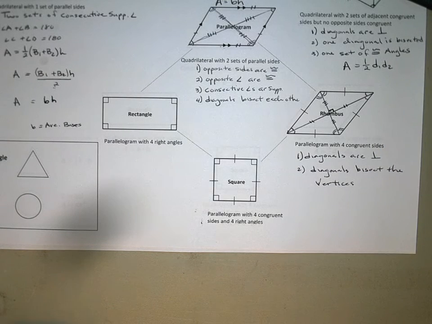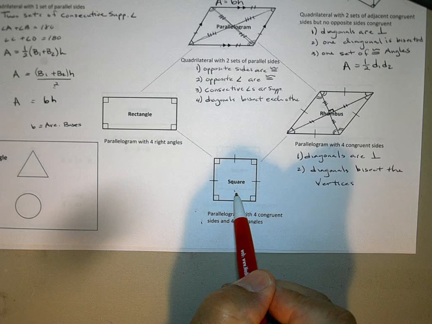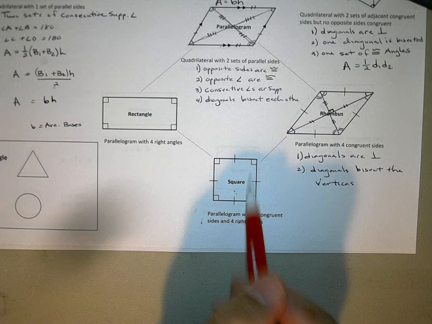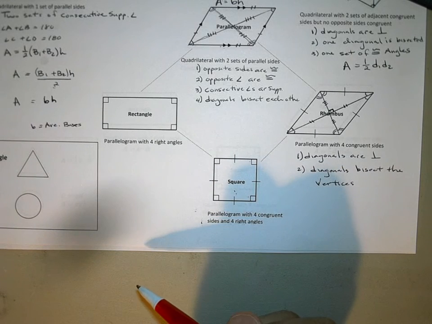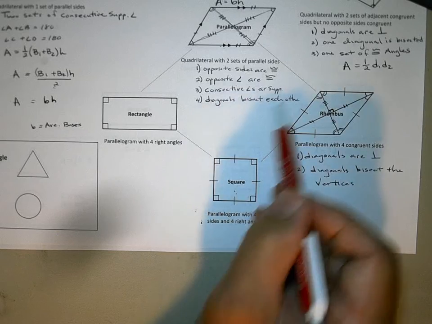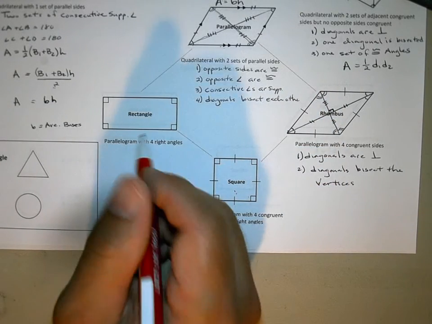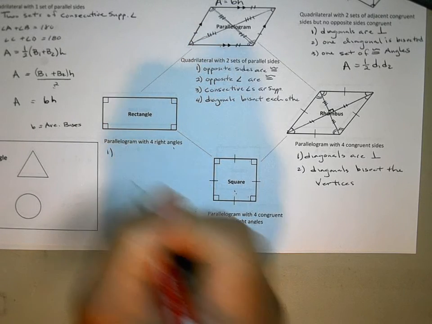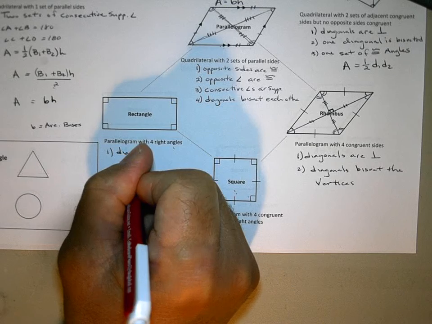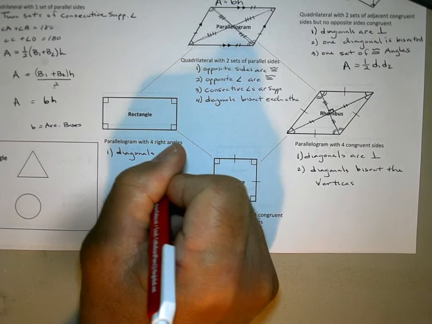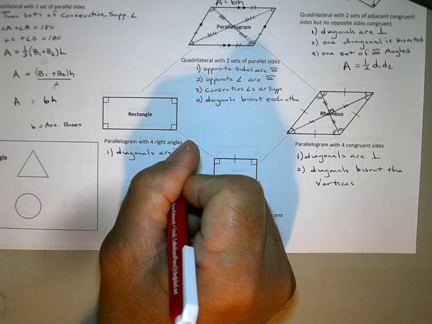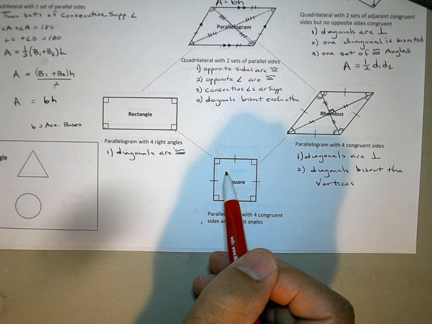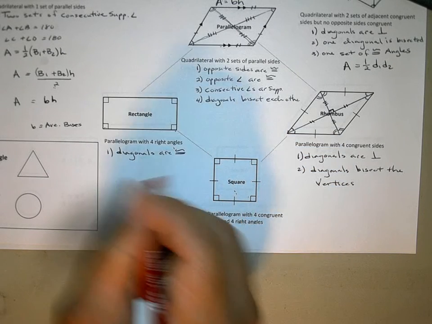Okay, and a square has all of these characteristics and all of these characteristics plus 4 congruent angles, 90-degree angles. Okay, a rectangle has all of these characteristics plus it has 4 right angles, diagonals are congruent, because of the 4 right angles, this diagonal is congruent to this diagonal. Okay, and I think that's where we'll stop.